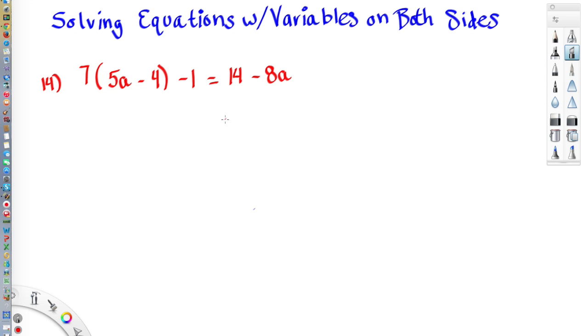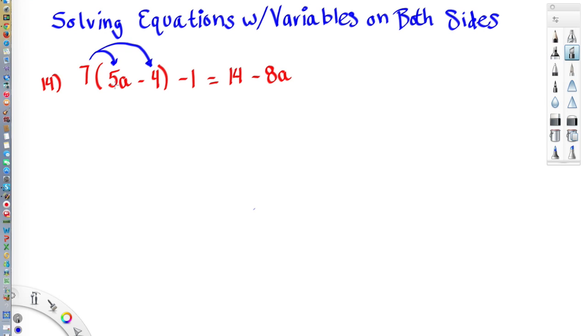Let's take a look at number 14. When we look at the equation right away, you should see, hey, I've got parentheses here. I can't clean anything up on the inside, but I need to distribute, and that's exactly what I'm going to do. So I'm going to distribute the 7 to both of the terms inside the parentheses.